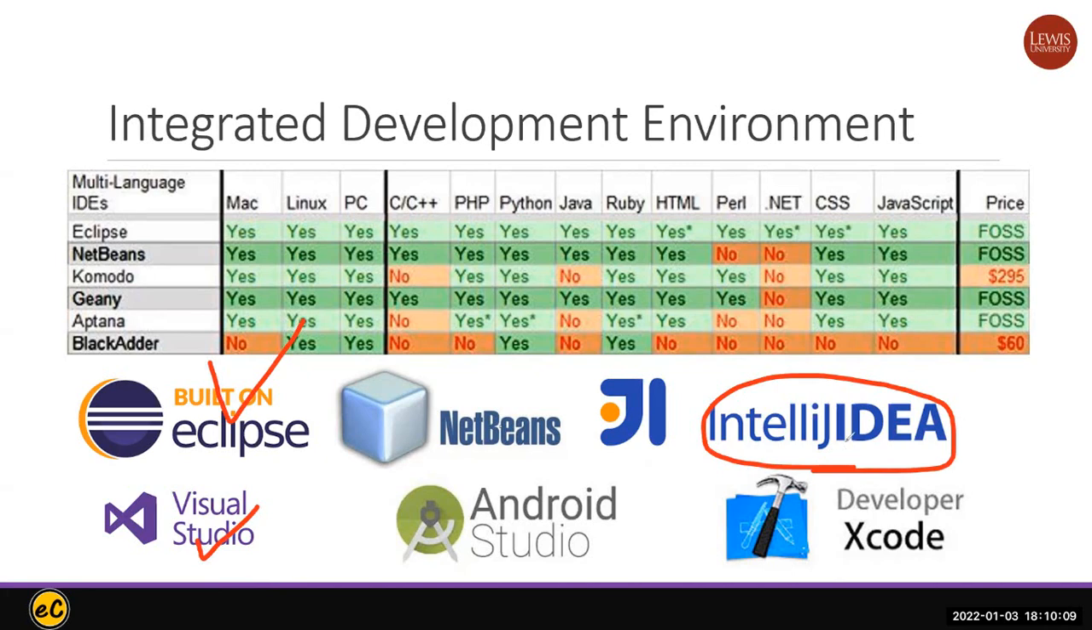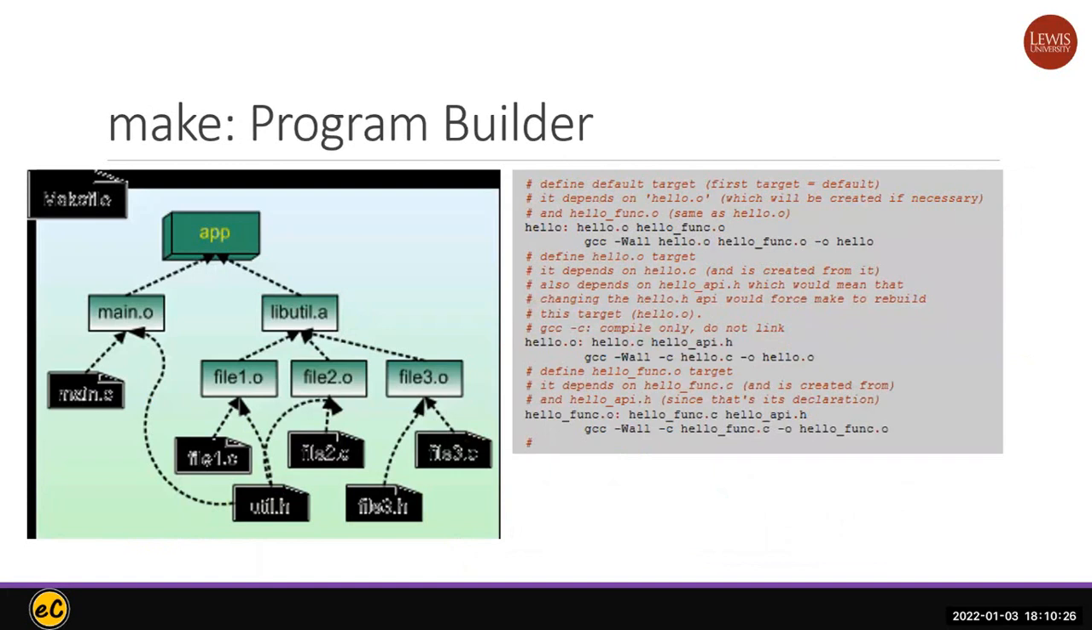IntelliJ IDEA is popular, and Anaconda is also very popular for AI and data science, and Android Studio. These are different IDEs, popular or used in different languages. Make is the old days' integration tool to compile and build your binary code.